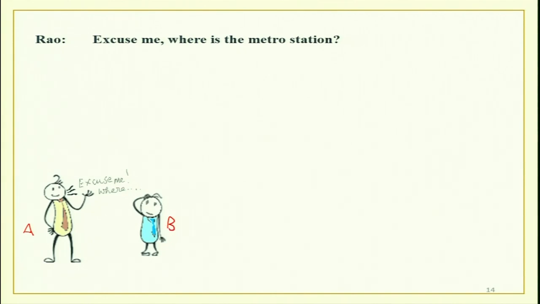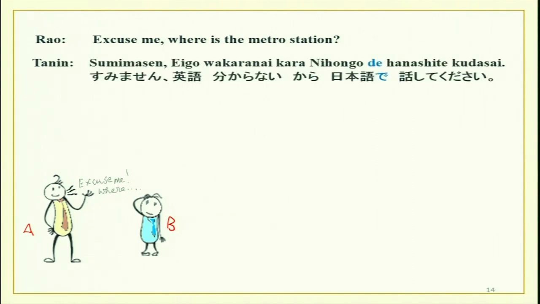And he's looking a little boggled, completely unable to answer. So what does this gentleman say? Sumimasen, eigo wakaranai kara nihongo de hanashite kudasai. So he says, I'm sorry, eigo is English, wakaranai kara. Kara over here is reason. So I do not understand English. Thus, because of this reason, nihongo de, in Japanese, hanashite kudasai. So B-san is a Japanese and he doesn't understand English, and that's what he's telling Rao-san. So please speak in Japanese.